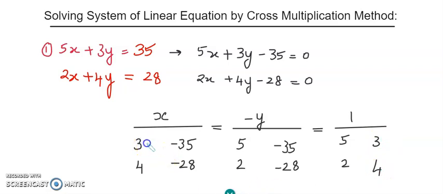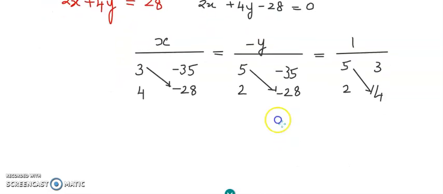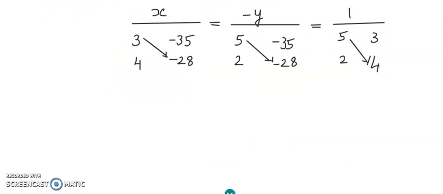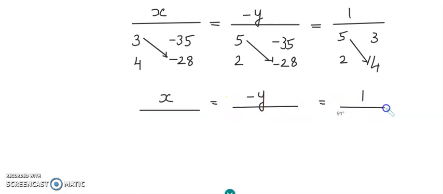Then you will draw an arrow from left top to right bottom, the same way, left top to right bottom, and left top to right bottom, just to show that this will be the first thing that we are going to multiply. Again, the same: x upon, minus y upon, and 1 upon, that will not change. That is going to continue until we simplify our denominators.